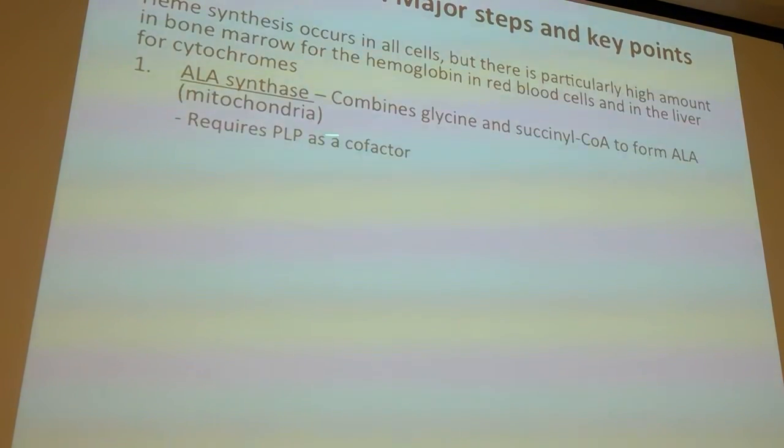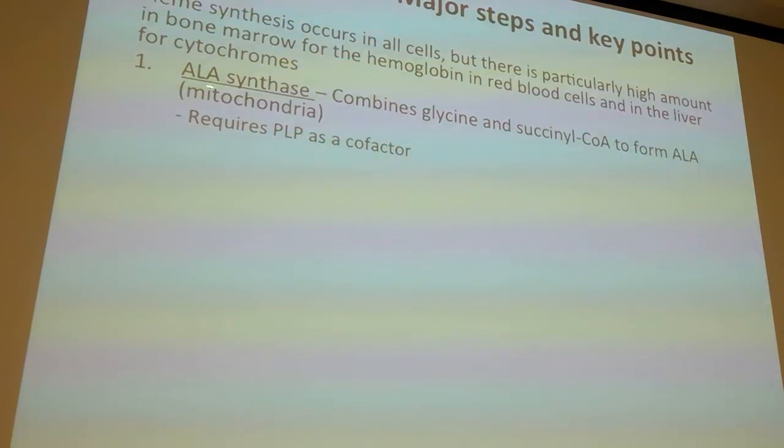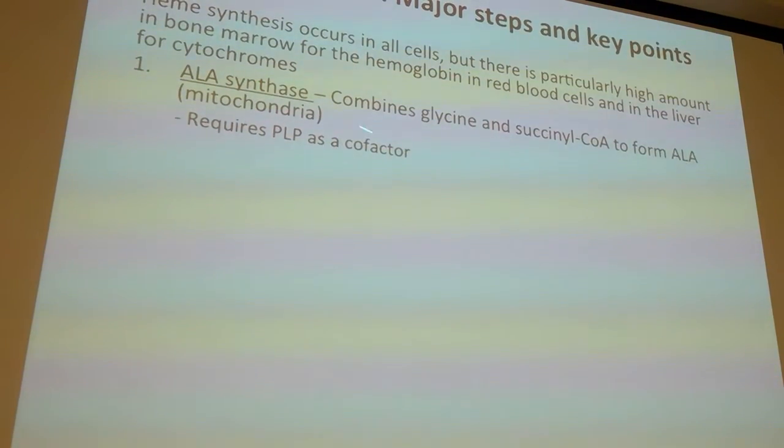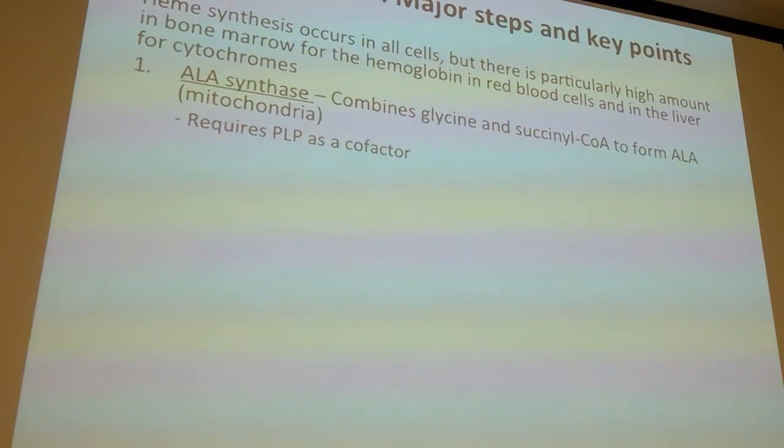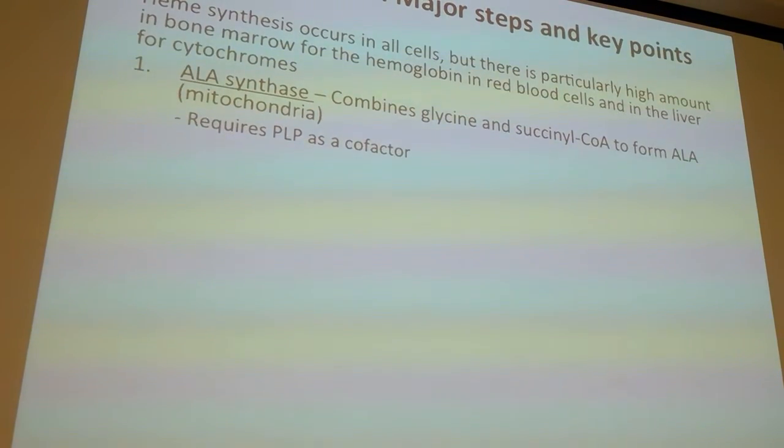Okay, so I want you to remember the ALA synthase. This combines glycine and succinyl-CoA to form that aminolevulinic acid. It's happening in the mitochondria, requires PLP or B6 as a cofactor, and it's an important point of regulation, both with the 5' IRE as well as by negative feedback by heme, right? The product of the pathway.